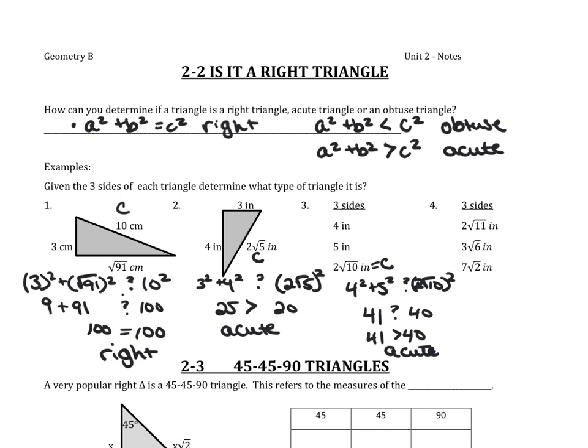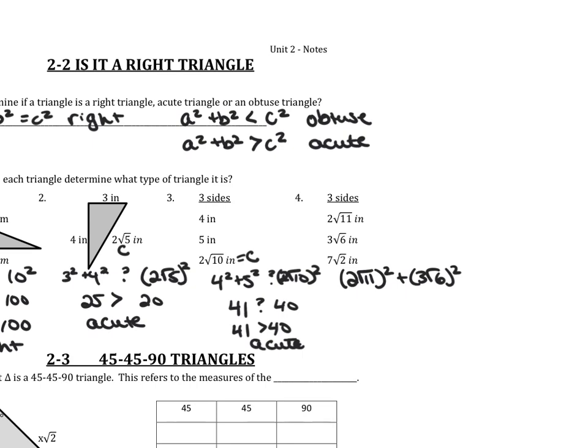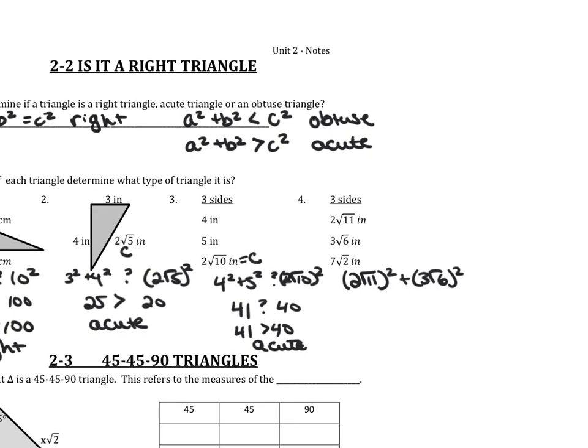In our last example, we set up the same thing. So 2 root 11 squared plus 3 root 6 squared, and we compare that to the 7 root 2 squared. 2 root 11 squared is 44. 3 root 6 squared is 54. And we compare that to the 7 root 2 squared, which is 98. We get that 98 equals 98. So we again have a right triangle.